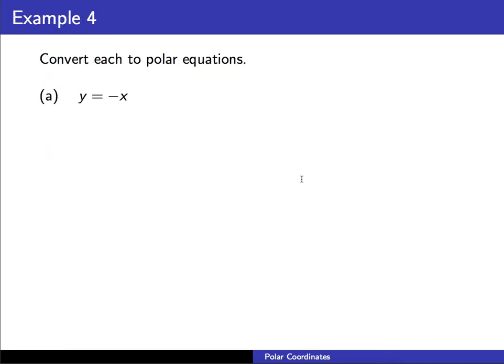So example 4, we're going to convert each of the following to polar equations. So we have y equals negative x. This is a line with a slope of -1 that goes through the origin. So looking at what y and x represent in their polar form, y is r sine theta, x is r cosine theta. So substituting those expressions in, we have r sine theta equals negative r cosine theta.